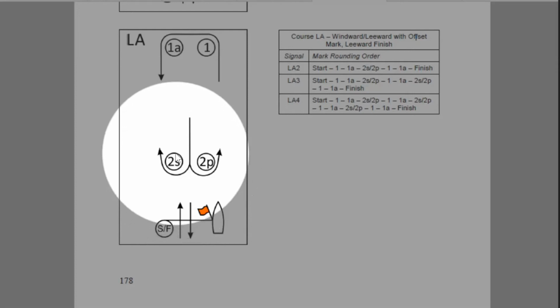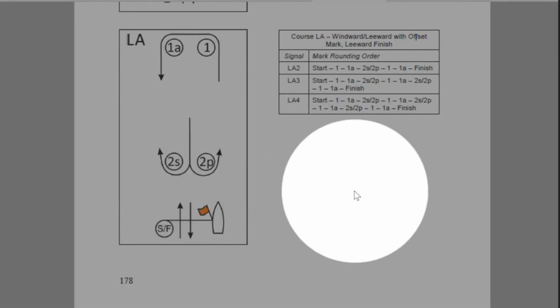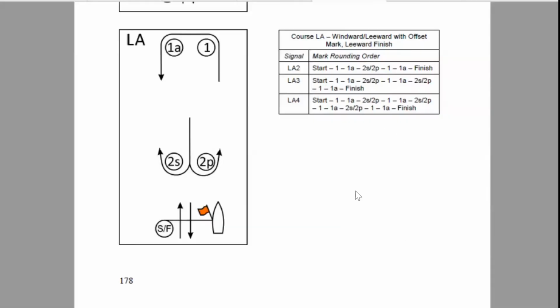Well, I thought you were saying that the gate would increase traffic, but you're saying it would decrease traffic, huh? Well, if there were only one mark here, then every boat would have to come around this way.